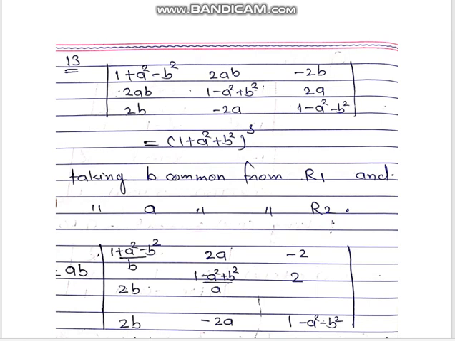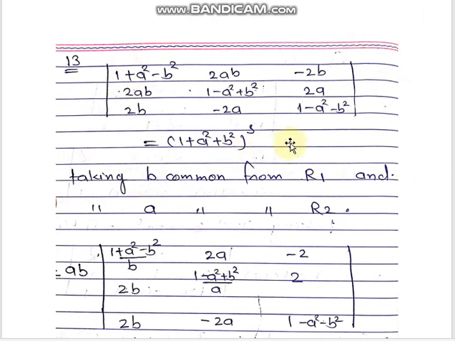1 plus a square minus b square, 2ab, 2b; 2ab, 1 minus a square plus b square, minus 2a; minus 2b, 2a, 1 minus a square minus b square. Now see, clearly we cannot get 1 plus a square plus b square after adding any row or any column.